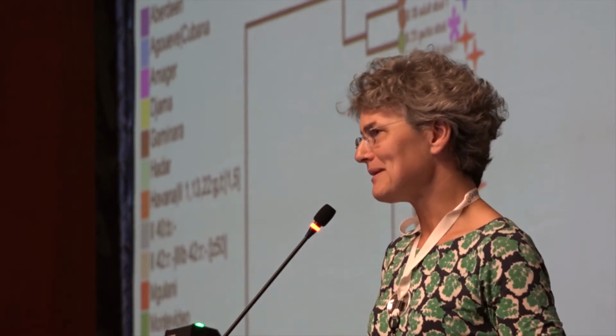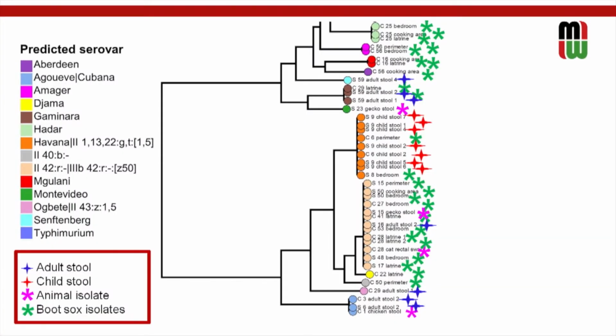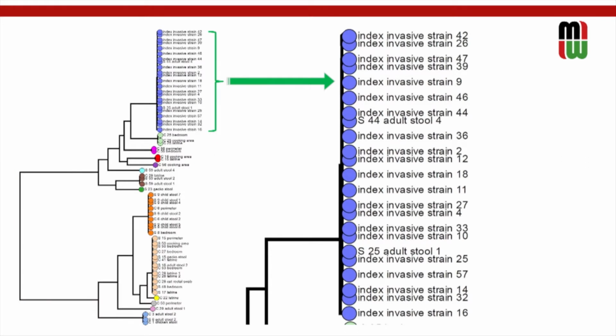There are a lot of Salmonella out there, I think would be a fair conclusion. I'll move that on before anyone has a migraine. We're going to concentrate on the top bit of the tree here. These are the invasive ST313 strains from our index cases of invasive NTS disease.